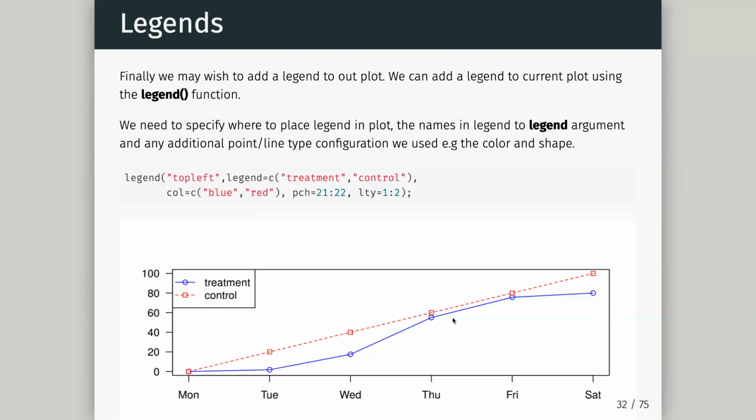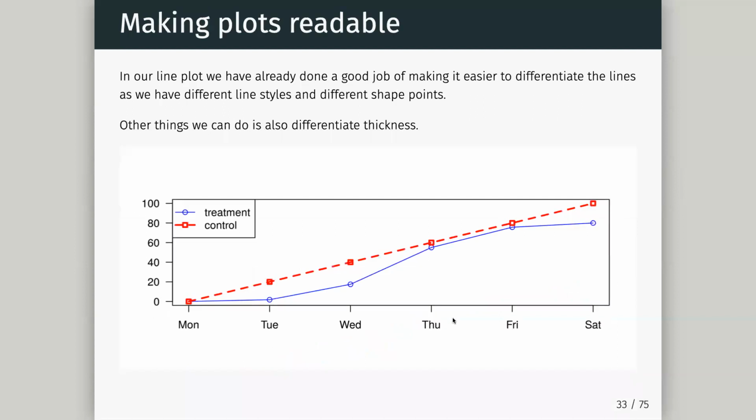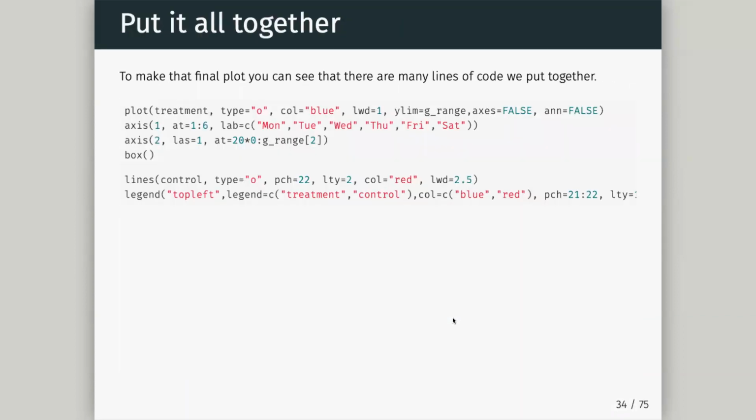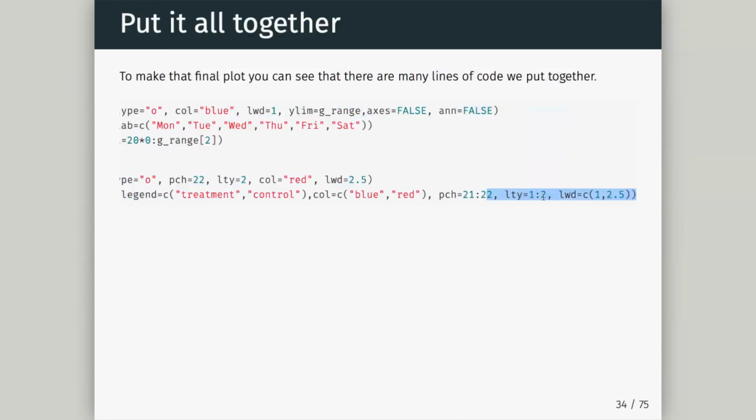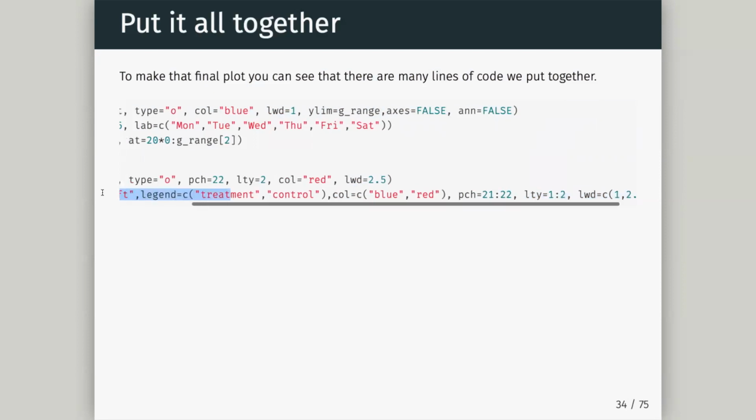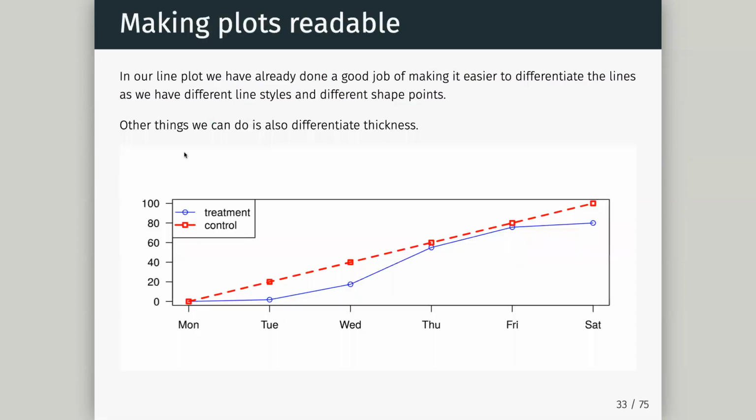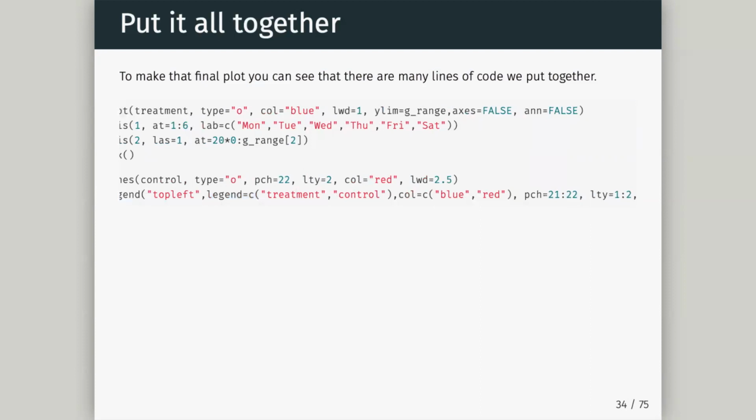I guess just as is added to this, we might want to also differentiate this by using thickness. And then just to see that in one line, what that actually looks like, we have plot, we have axis, we have box, we have lines, and then we have the legend, where we add all those things we just described. Again, plot actually got us a lot of the way, and we could have also controlled the axis labels from there, but just to show you building up.